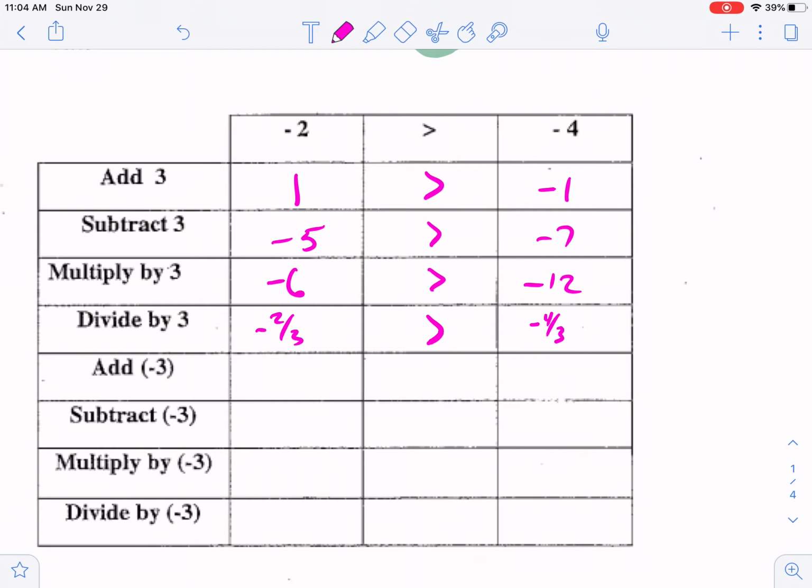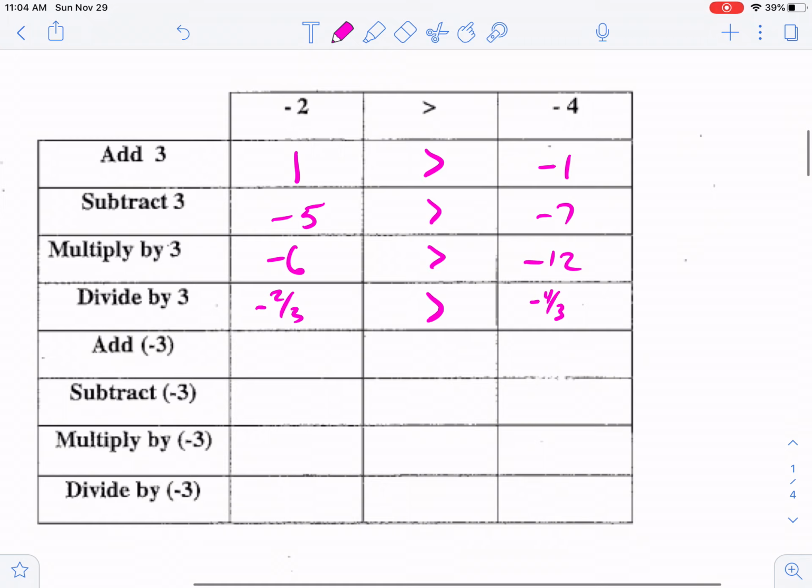Negative 4/3 is less than negative 2/3. Add a negative 3. Negative 2 plus negative 3 is negative 5. Negative 4 plus negative 3 is negative 7. Arrow stays. Subtract negative 3. So negative 2 minus negative 3 is really plus 3. That's 1. Negative 4 minus negative 3 is really negative 4 plus 3. Negative 1. Arrow stays. I switch colors because this is what's going to happen.